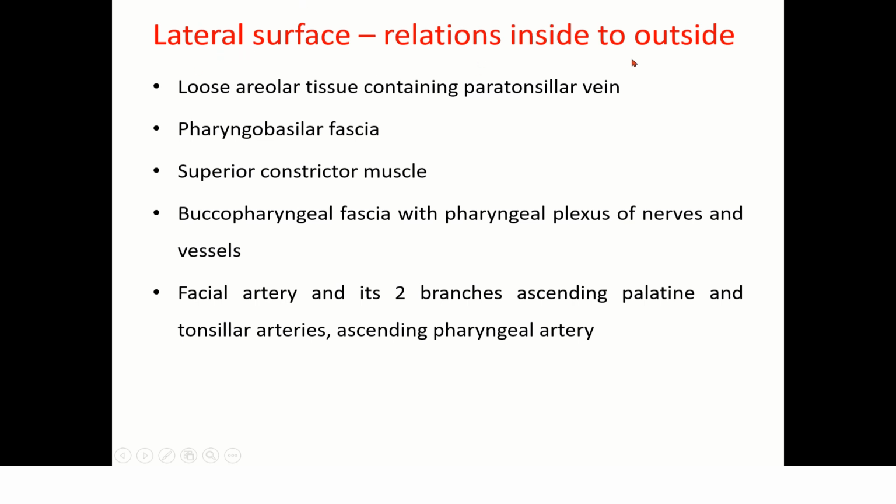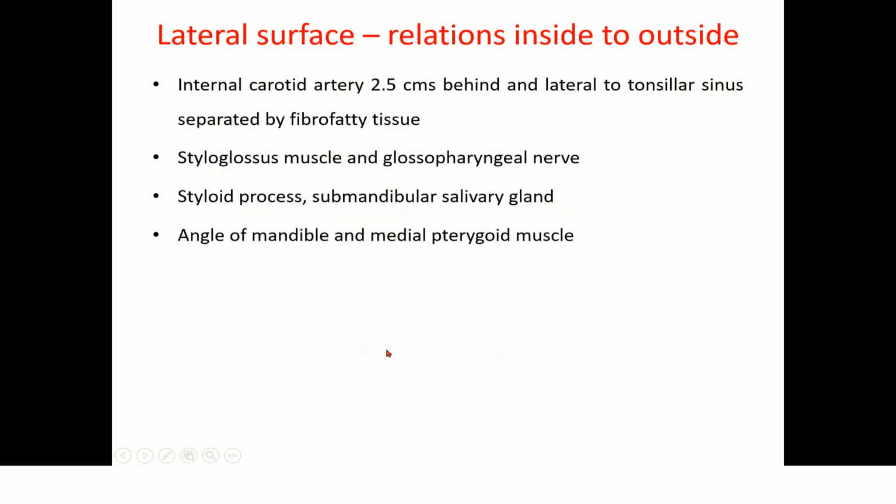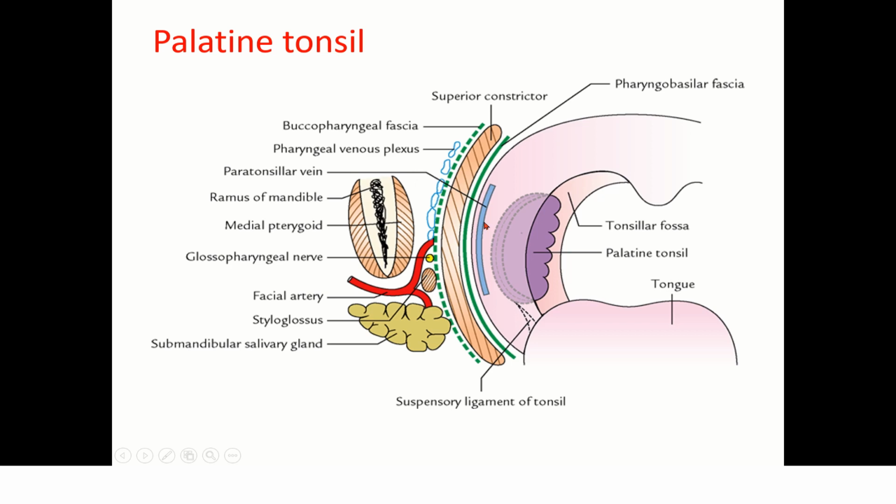Relations of the lateral surface from inside outwards: loose areolar tissue containing the paratonsillar vein, pharyngobasilar fascia, superior constrictor, buccopharyngeal fascia with pharyngeal plexus of nerves and vessels, facial artery with its branches, namely the ascending palatine and tonsillar arteries, then the ascending pharyngeal artery. The internal carotid artery will be lying 2.5 centimeters behind and lateral to the tonsillar sinus, separated by fibrofatty tissue. Then styloglossus muscle and glossopharyngeal nerve, styloid process, submandibular salivary gland, angle of mandible, and medial pterygoid muscle. So these are the structures.